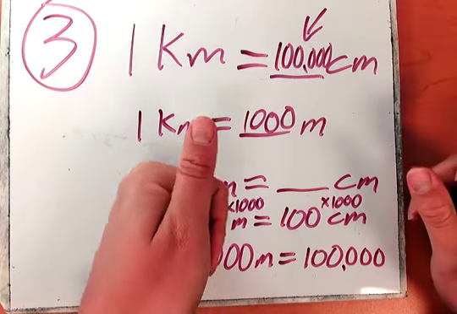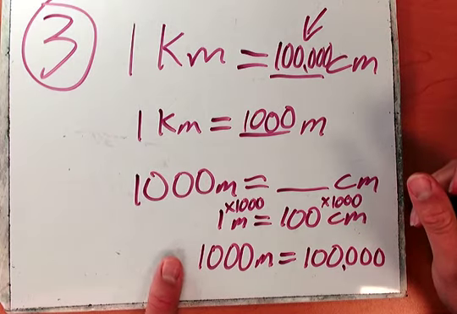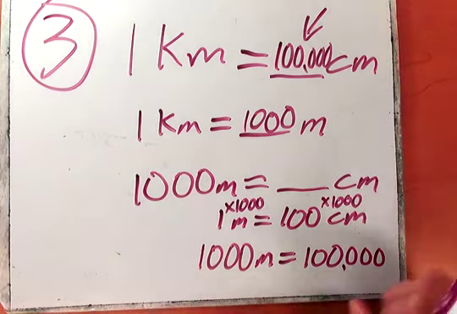Again, a centimeter is about the width of your thumb when you put it down. So you know 100,000 thumbs is a kilometer.